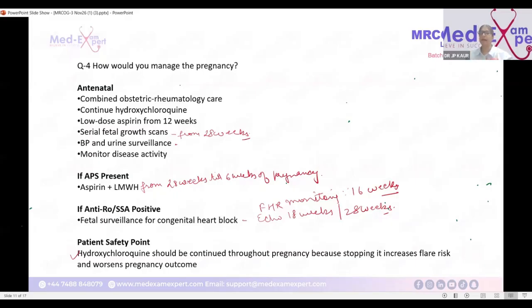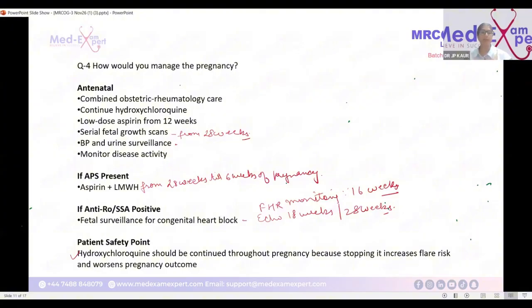Anti-Ro positive, fetal surveillance, we have repeated it many times now. Patient safety point is hydroxychloroquine. Patient should not stop hydroxychloroquine. Advise her that this drug is safe. Do not stop any medication by yourself for getting conception, okay? Because some women, or most of the women, think that all of these drugs are teratogenic, even steroids are teratogenic, and they stop them, and then they go for the pregnancy, and flare happens.